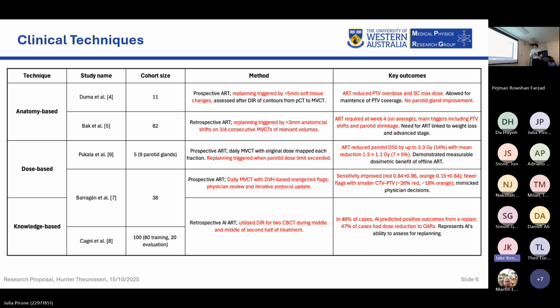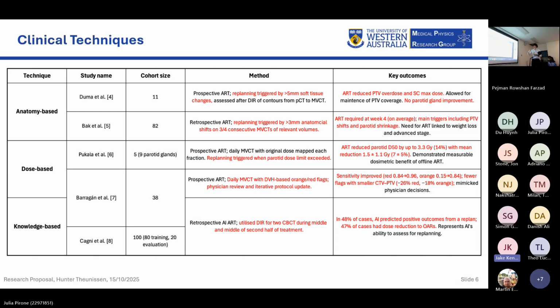With Back et al., that was a retrospective study involving a much larger cohort, and they came up with a so-called BART protocol, which was larger than 3mm anatomical changes for major volumes, and that to be on at least 3 out of 4 consecutive scans. They found that ART was strongly associated with weight loss. However, they didn't actually come up with any exact measures that we can use to determine whether or not ART is necessary.